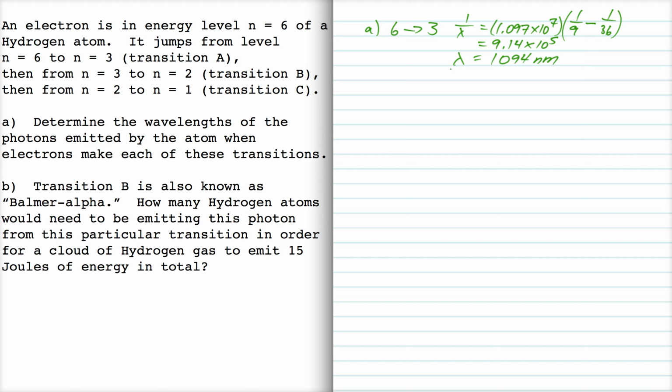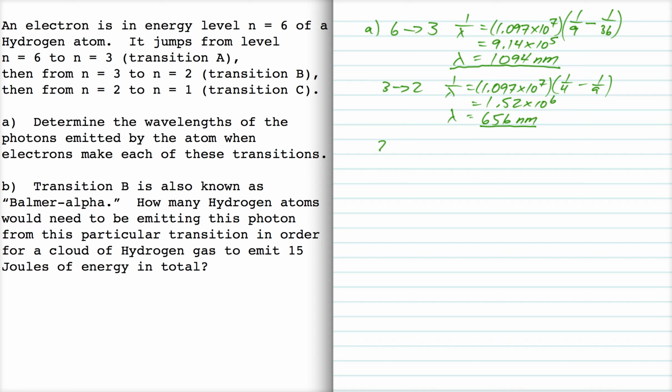Okay, so that's the wavelength of the photon that goes from 6 to 3. That's transition A. Transition B is from 3 to 2. So a similar calculation: do 1 over 4 minus 1 over 9, which gives us 1.52 times 10 to the 6th. And so lambda is 656 nanometers.